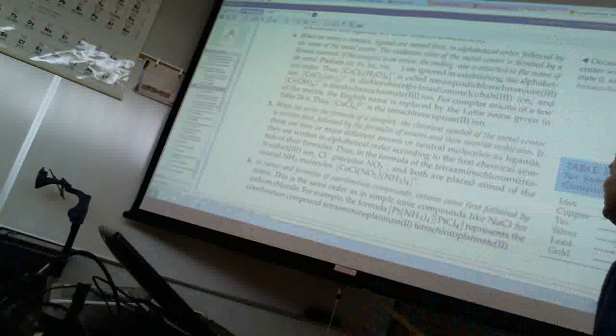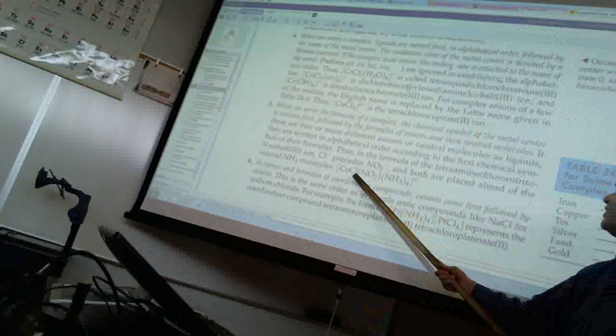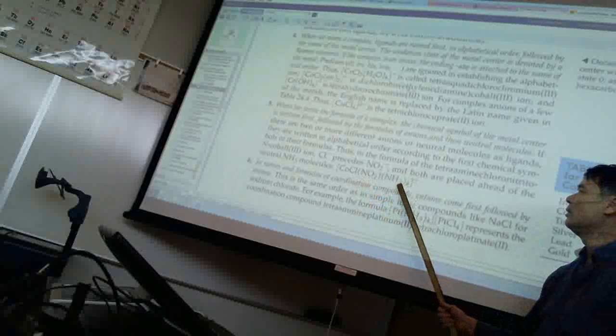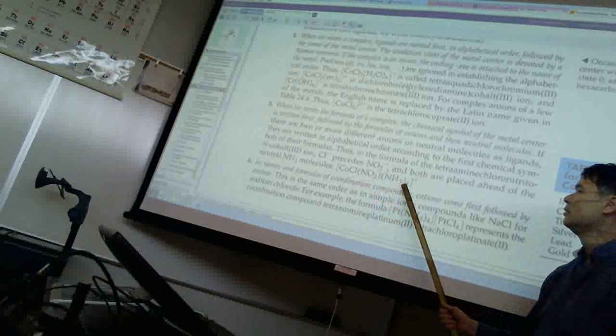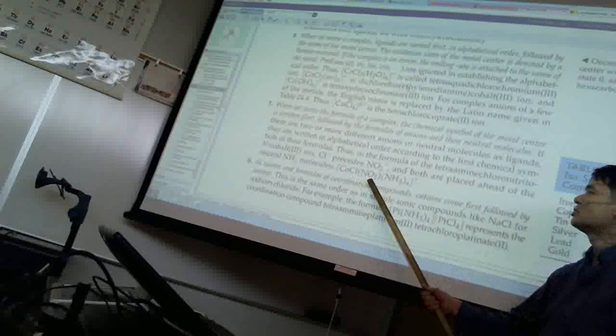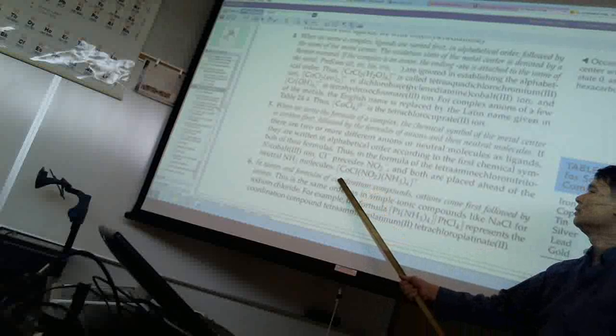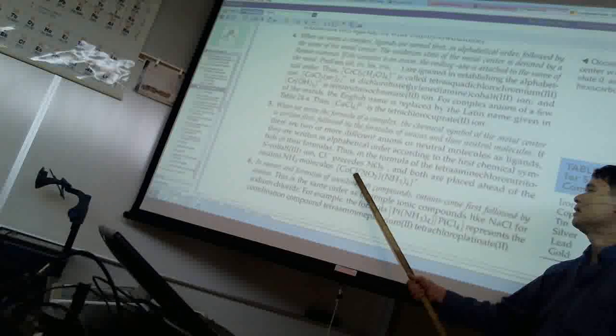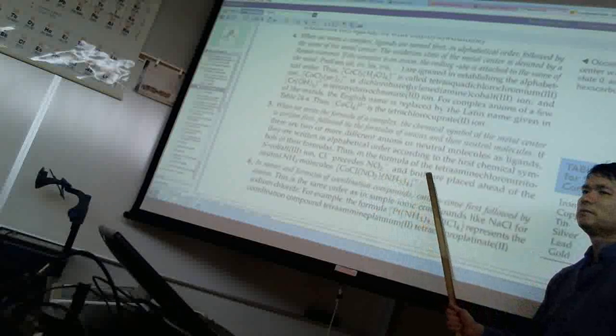And so how would we name this? We would name this one, well, chloro, nitrito, amine. Which one will go first? Amine. Tetraamine, chloro, nitrito, cobalt 3. It's going to be +3, -1 gives me +1.